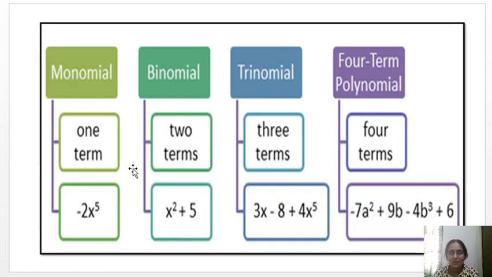Generally, we can call it a polynomial when the expression consists of one or more terms. But there is a difference between expression and polynomial that you will learn in your 9th standard. It's enough if you know the expression is a monomial when it consists of one term. Example is minus 2x power 5.